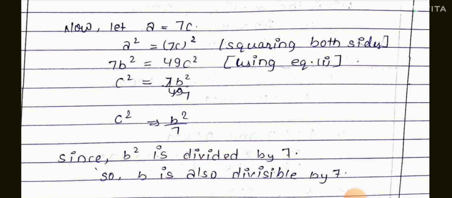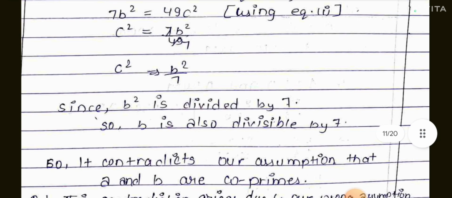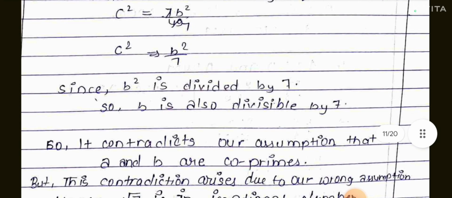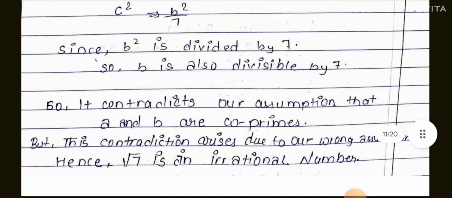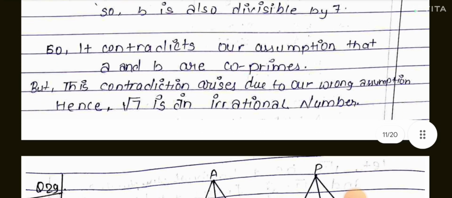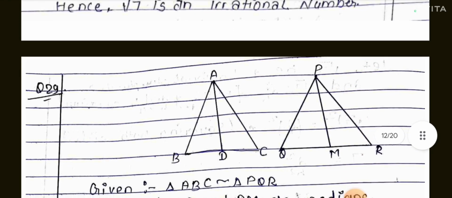It shows that a and b have a common factor 7, which is other than 1. It means our supposition is wrong, as it contradicts the supposition that a and b are co-prime numbers, because co-prime numbers have only one common factor, 1, but here you can see that 7 is also a common factor. So root 7 is an irrational number. In this way we can prove that.